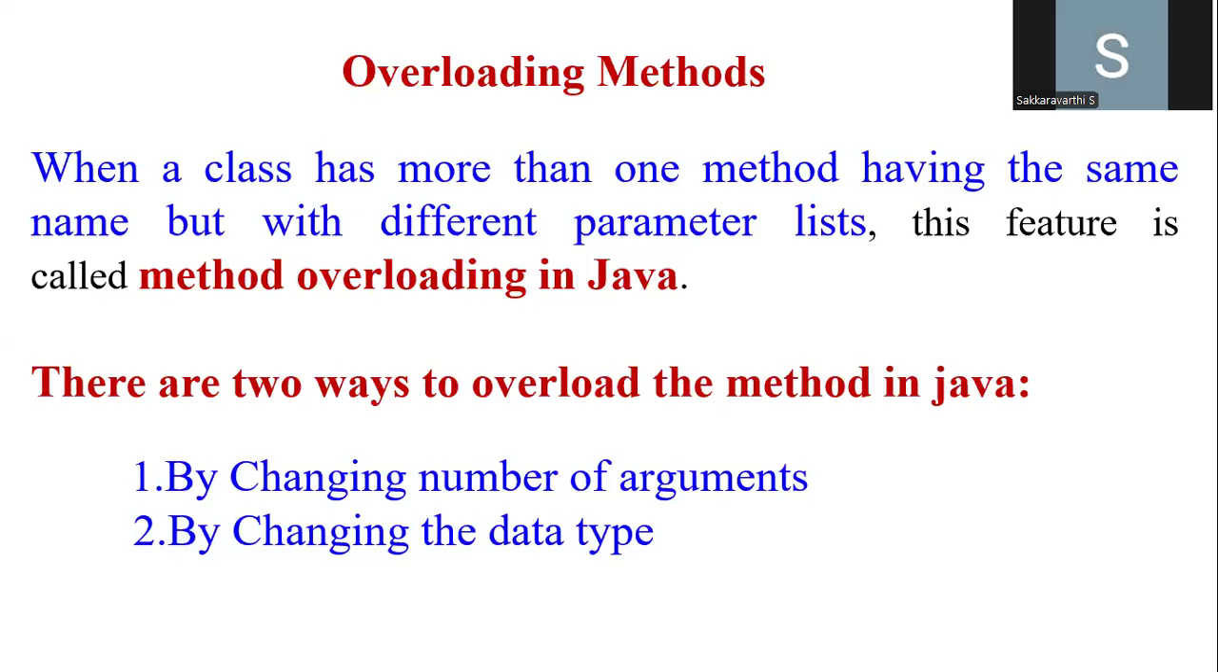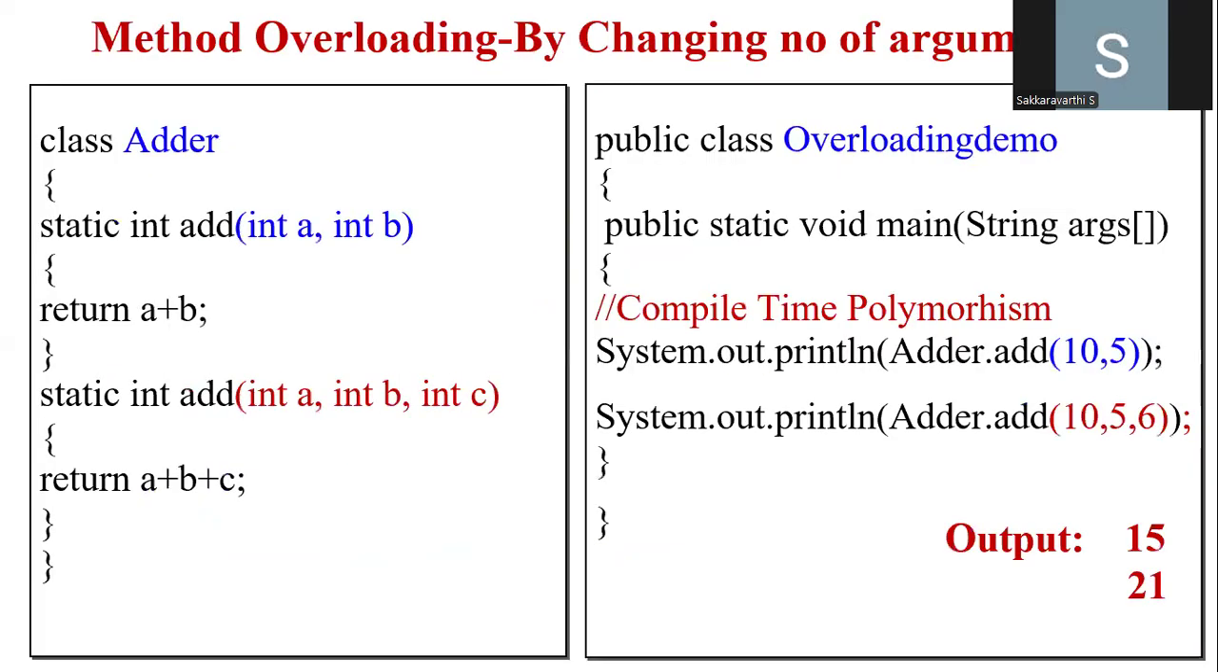So, a method with the same name but with different parameters is said to be method overloading. There are two ways to overload a method: by changing the number of arguments, or by changing the data type. Let's see an example program.